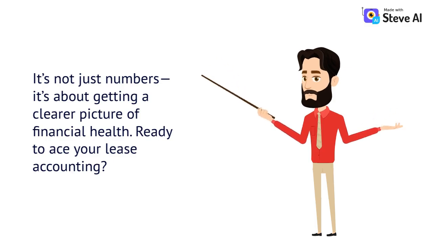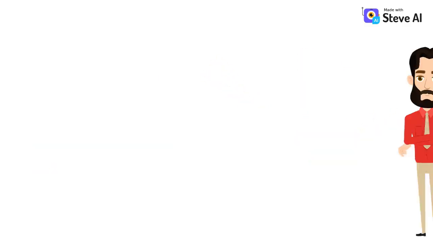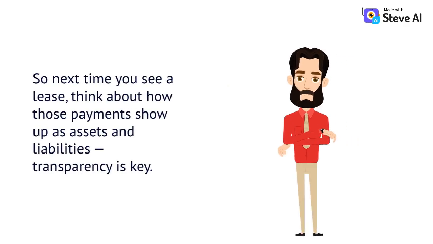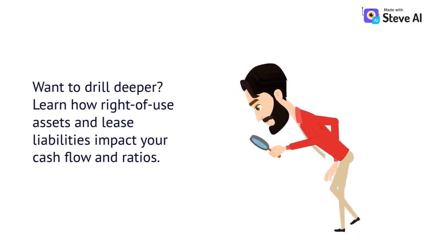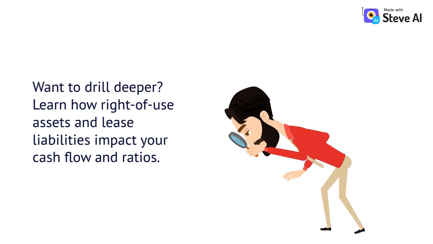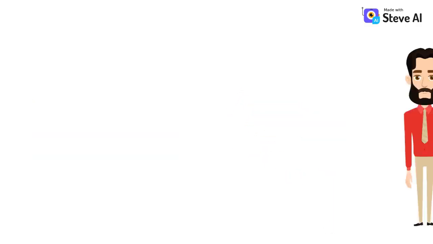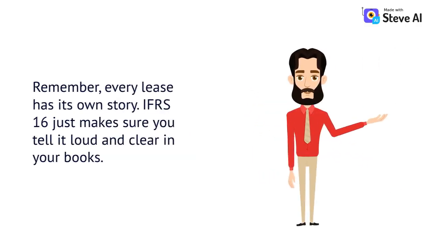Ready to ace your lease accounting? So next time you see a lease, think about how those payments show up as assets and liabilities. Transparency is key. Want to drill deeper? Learn how right-of-use assets and lease liabilities impact your cash flow and ratios. Remember, every lease has its own story. IFRS 16 just makes sure you tell it loud and clear in your books.